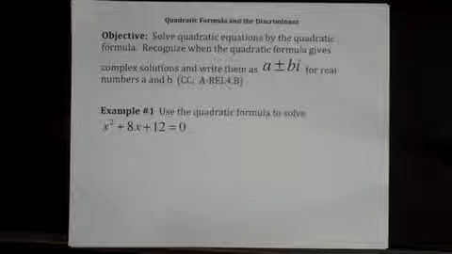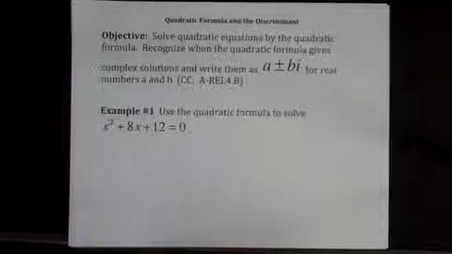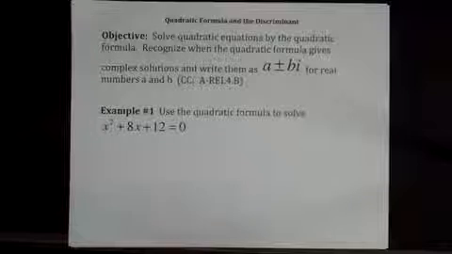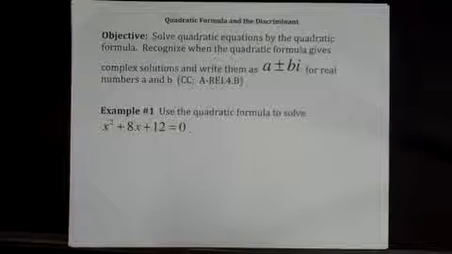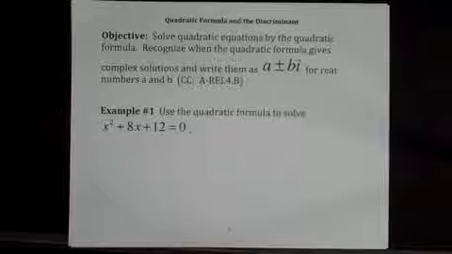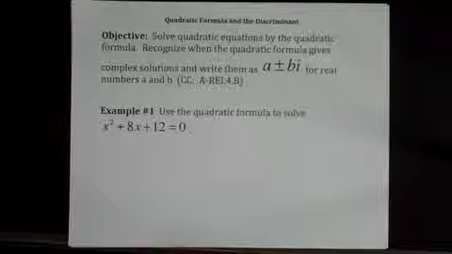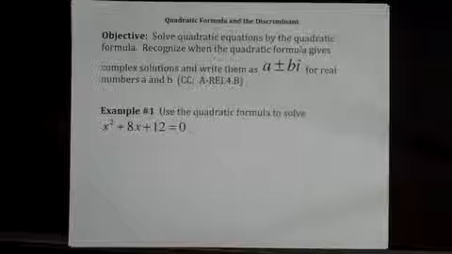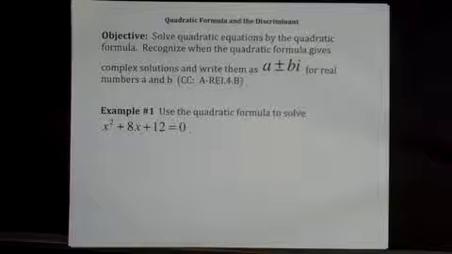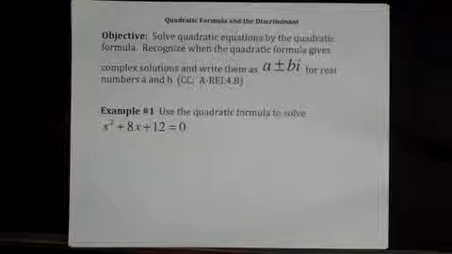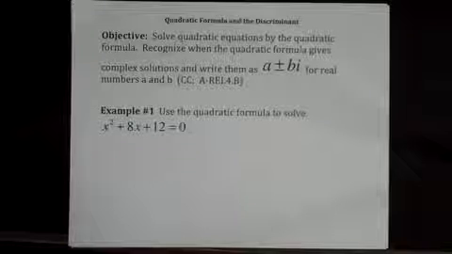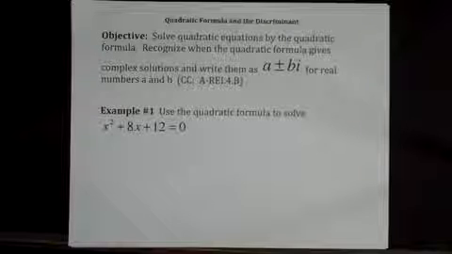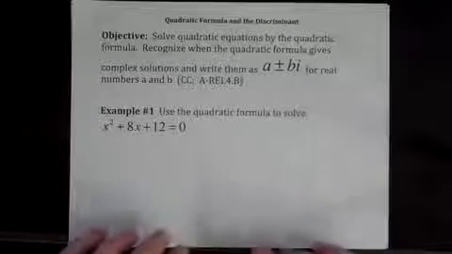Today we're looking at the quadratic formula and the discriminant. You can see the objective says solve quadratic equations by the quadratic formula, which we just proved last class. Recognize when the quadratic formula gives complex solutions and write those solutions in a plus bi form for real numbers a and b. We'll practice that latter part in number 3. And yeah, let's get right to it.